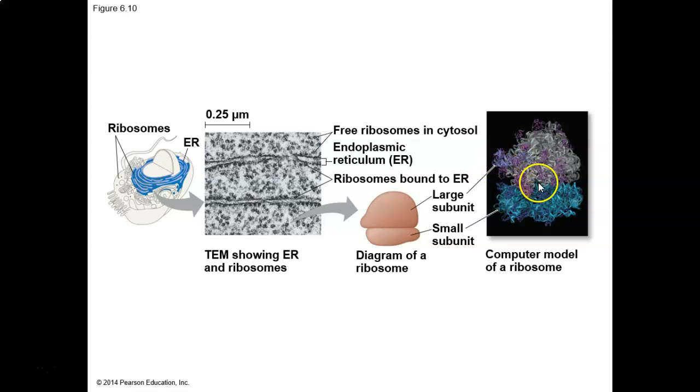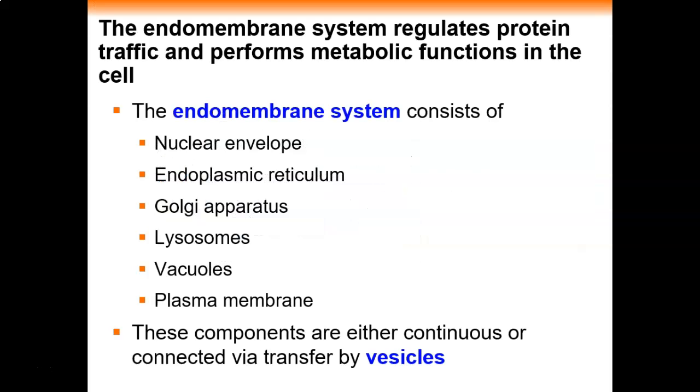Ribosomes have two different components. Ribosomes exist in prokaryotes and eukaryotes, but they're different size subunits. So they're actually different between prokaryotes and eukaryotes, but they both have ribosomes.